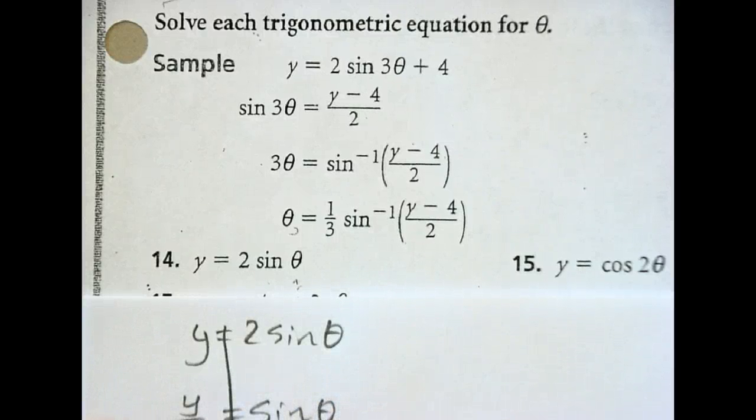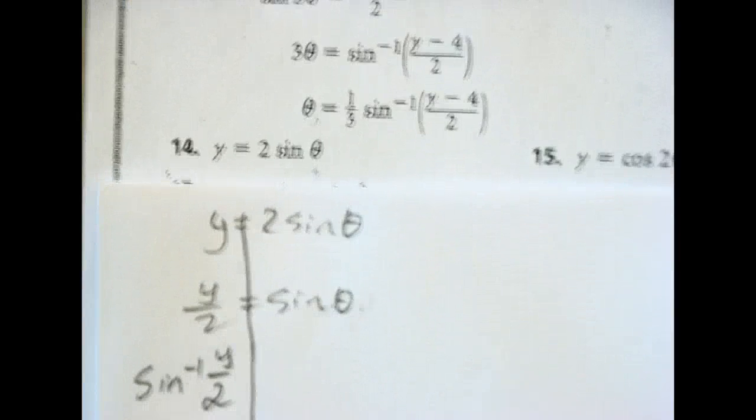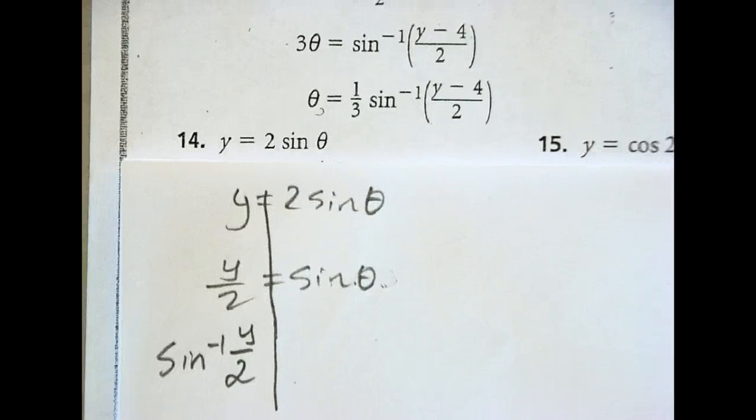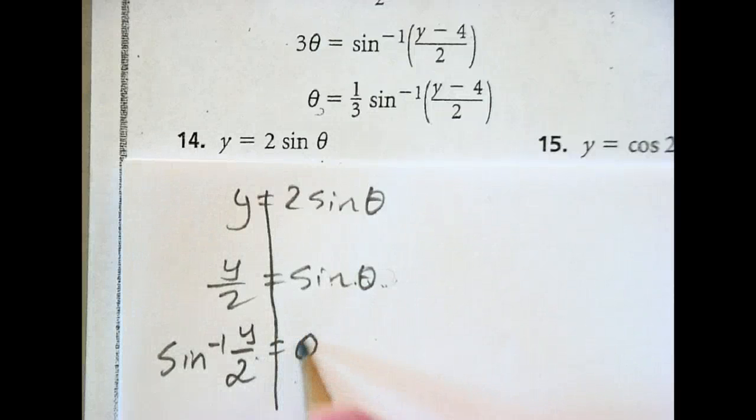How do I get rid of sine? You do the inverse of sine. Inverse sine, remember, gets rid of it if I'm looking for an angle measure. When you're looking for an angle measure, you take the inverse sine of the other side. So when you're finding that angle, you find the inverse sine of the other side. That's what theta equals.